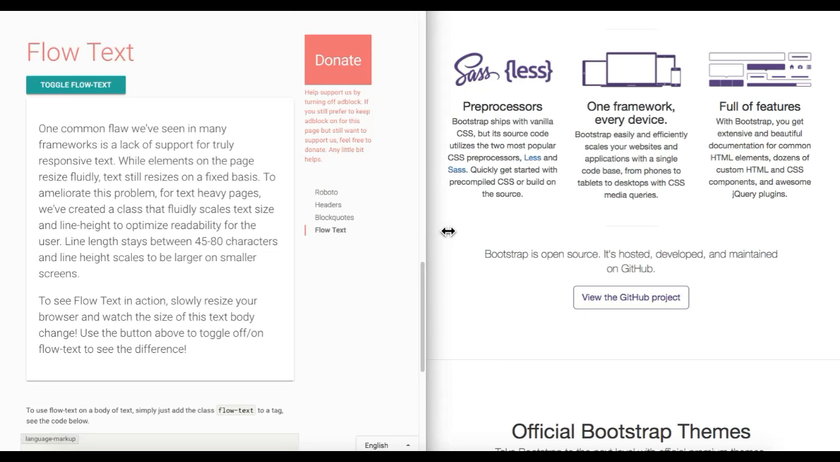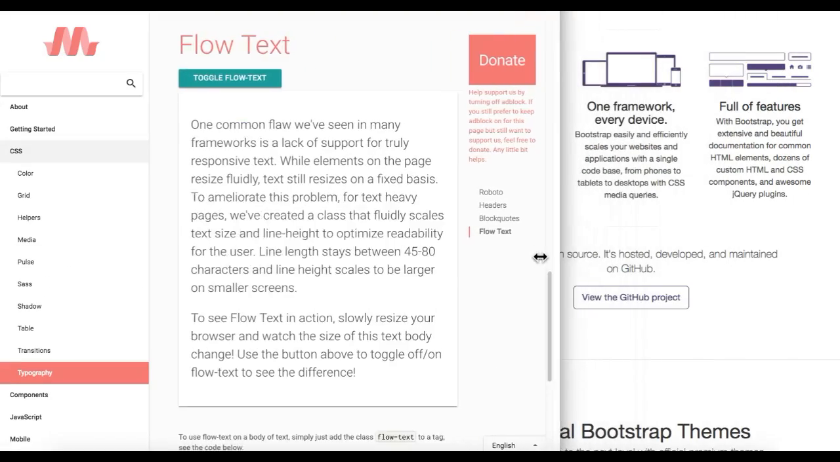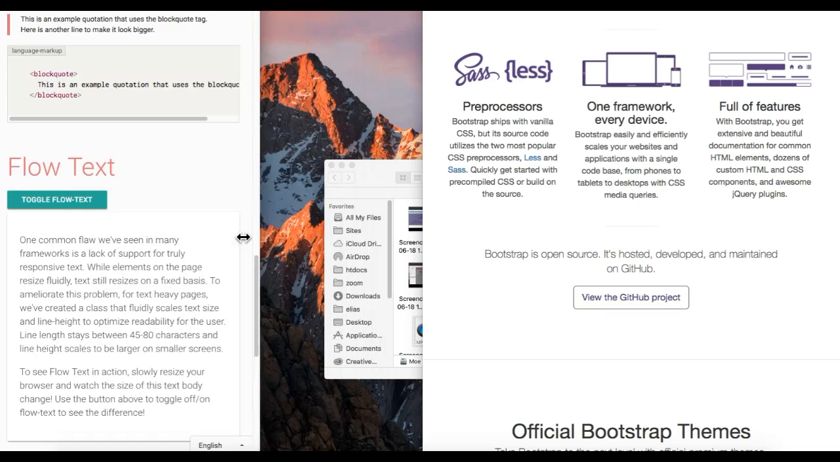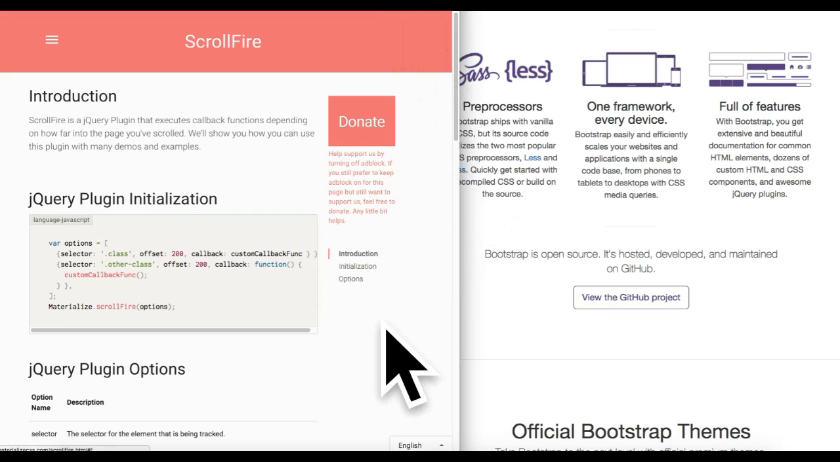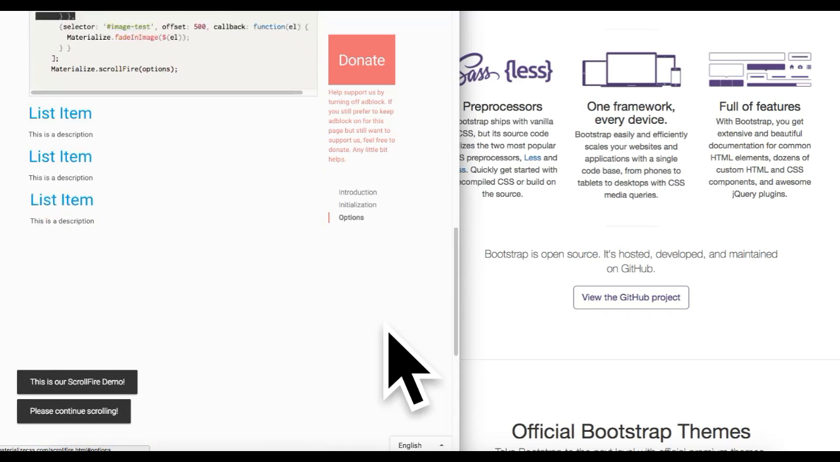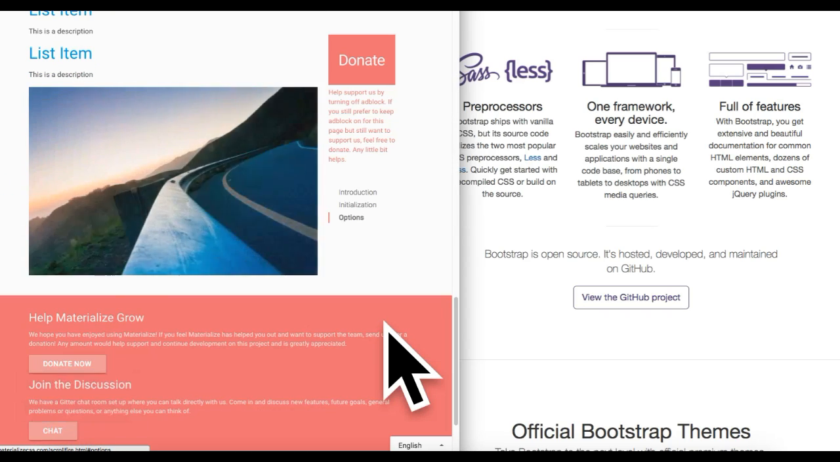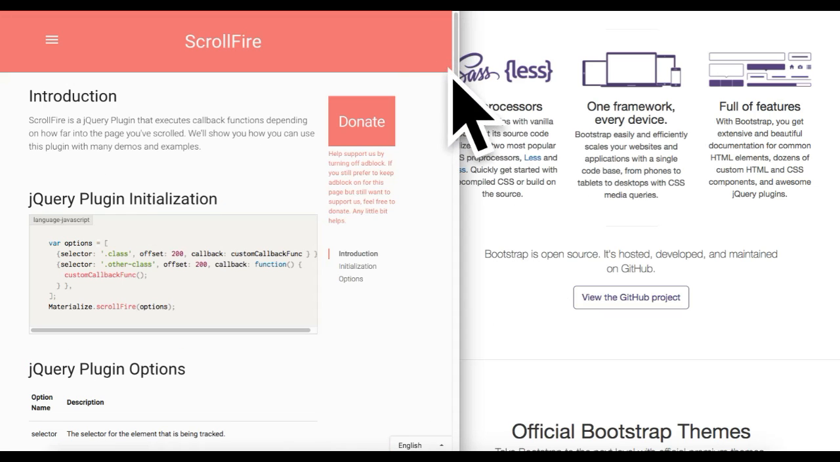Another thing that I like is the Flow Text class. Not only does it change the font size when your browser is smaller, but it also changes the line height. And another thing is, we all know Materialize is about animations. The scroll fire component is a great example of that. And you would need an animation library if you wanted to add that to Bootstrap.